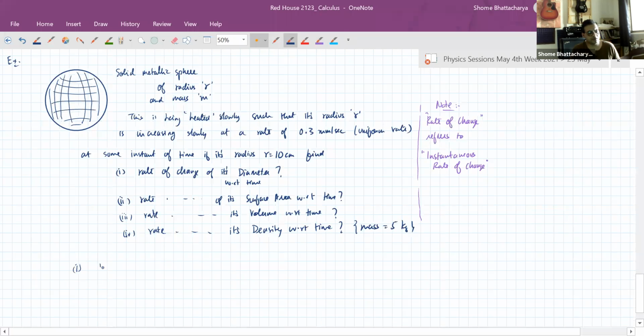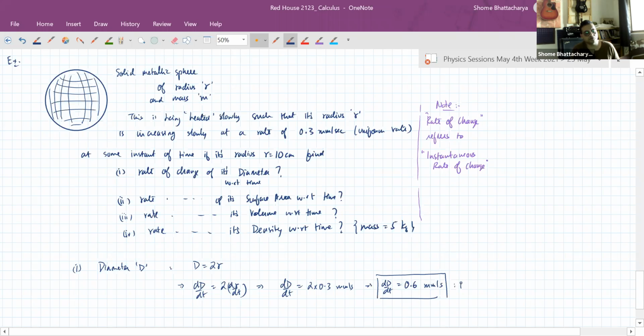So for example, for the first part, if I refer to diameter as capital D, we have the formula that diameter is twice of radius. So rate of change of diameter with respect to time will become twice of rate of change of radius with respect to time. So in fact, here you can see that the rate of change of diameter is also uniform with time because rate of change of radius is uniform. So the diameter increases uniformly with time at the rate of 0.6 millimeters per second. This is also uniform because this one is a uniform rate.